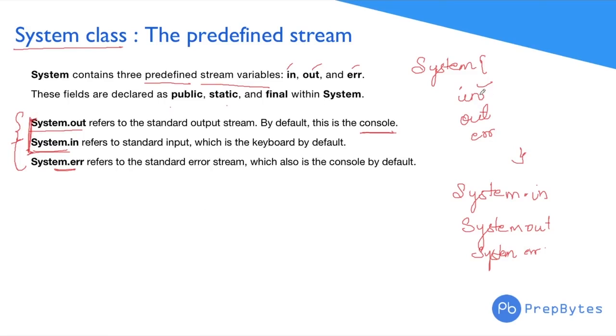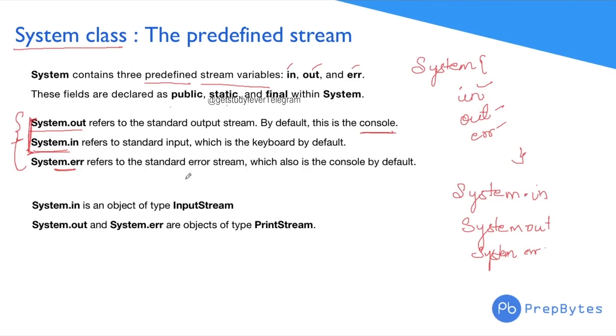First, coming back to the question: these three are variables. These are the variables of what object type? Let's see that. System.in is an object of type InputStream, and System.out and System.err are both objects of type PrintStream. PrintStream, as I said, OutputStream was the abstract class. There are lots of implementations of that class, concrete classes, and PrintStream is one of those.